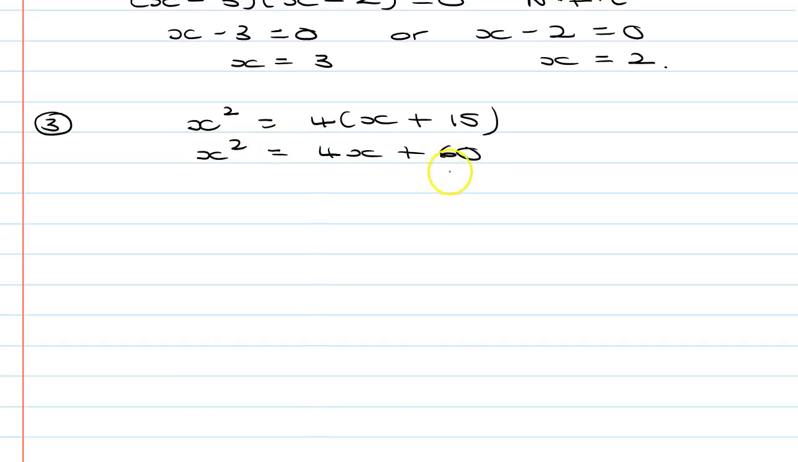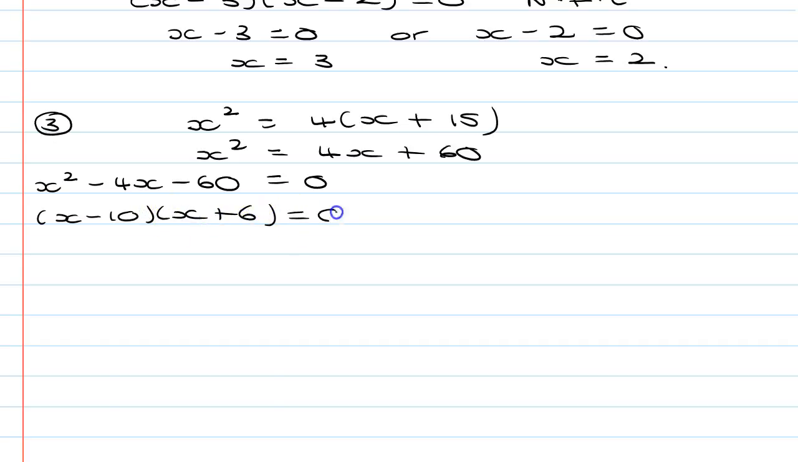Then I'm going to move everything over to the left hand side so that the whole equation equals 0. That gives me x squared minus 4x minus 60 equals 0. Now this is a nice one to factorize. What two numbers multiply together to make -60 that also add together to make -4? Well, -10 and 6. So when I factorize that, I've got x minus 10 and x plus 6 equals 0.